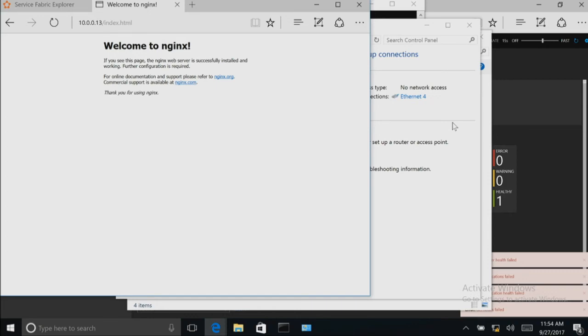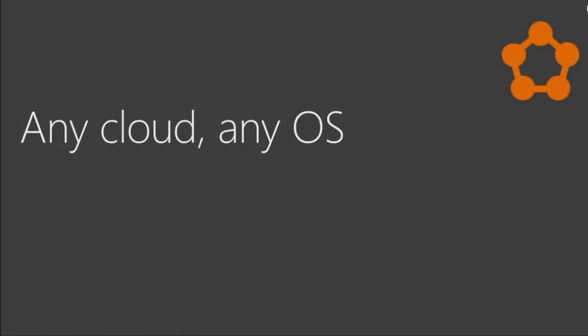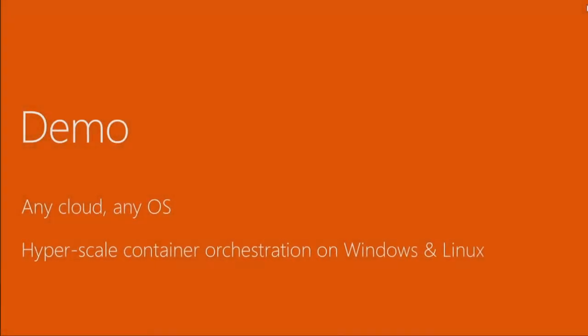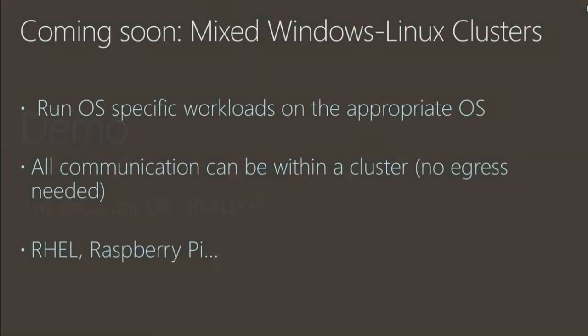Now, with that, let me go to Surface 5 again. And, well, this is what I just showed. Windows Linux clusters, Raspberry Pi, these things are coming soon, mixed Windows Linux clusters. You can run OS-specific workloads in that particular operating system. All communication can be within the cluster. I showed a Red Hat demo yesterday, so we are also working on it. Today, Linux is based on Ubuntu, but we are working on a Red Hat distro as well. But with Linux containers, as long as the kernel is compatible, you can pretty much run whatever container images that you want on any different OS as well.